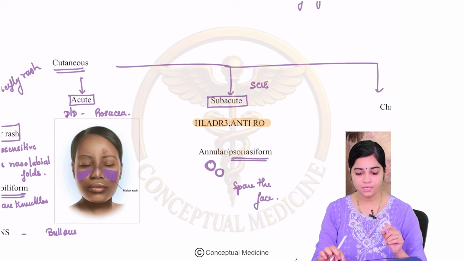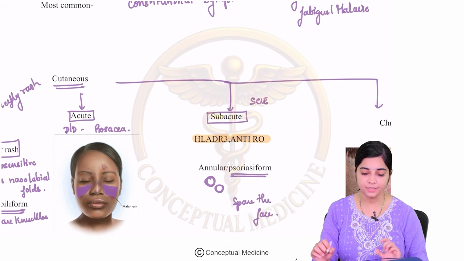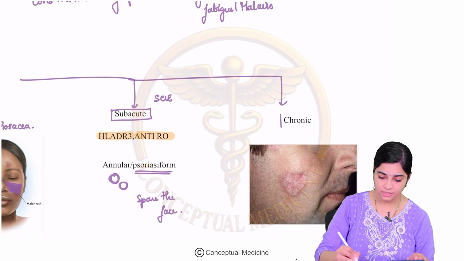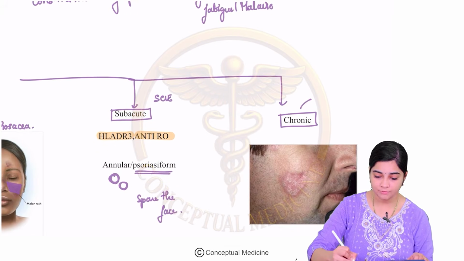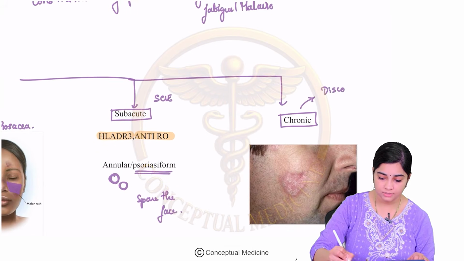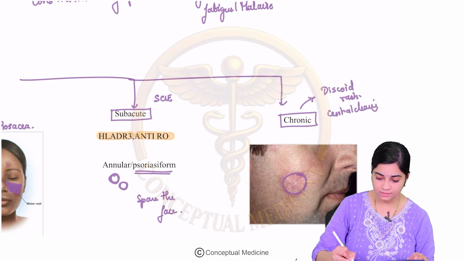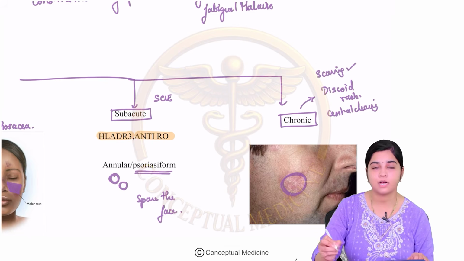Okay, annular and psoriasiform lesions can spare the face. Then chronic cutaneous lupus erythematosus. In the chronic forms, this type of rash is what we call the discoid rash. Okay, so this has a central clearing. As you can notice here, this has a central clearing, and this is usually associated with scarring.